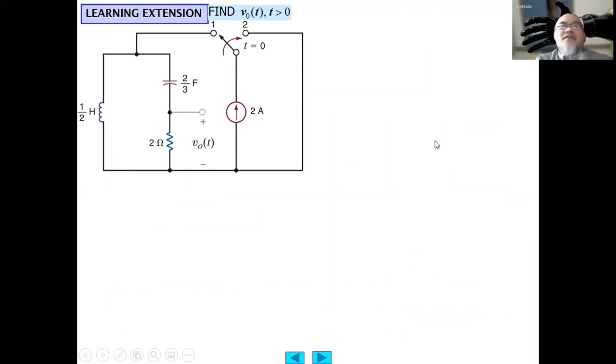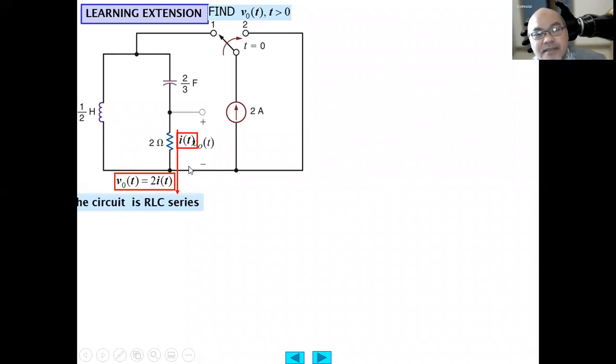Oh, there's another one. Example, final example. We have here a circuit connected to an independent current source, 2 ampere. Before t equal to 0, the switch is at this position 1. When t is equal to 0, it is switched here, so current flows only through this circuit. So this becomes a series RLC also, when the switch is moved to position two.